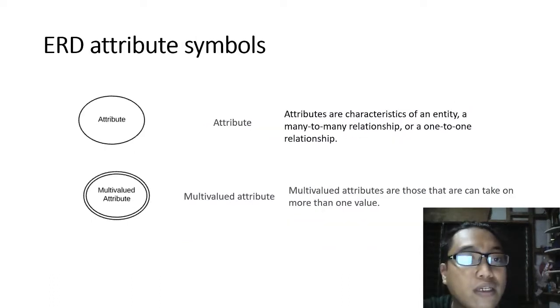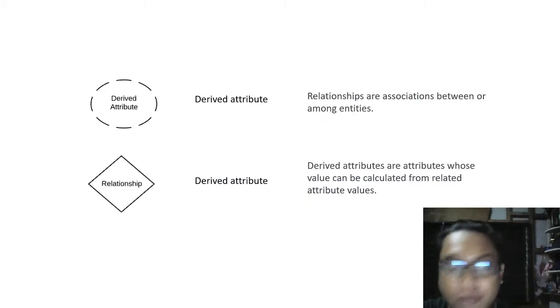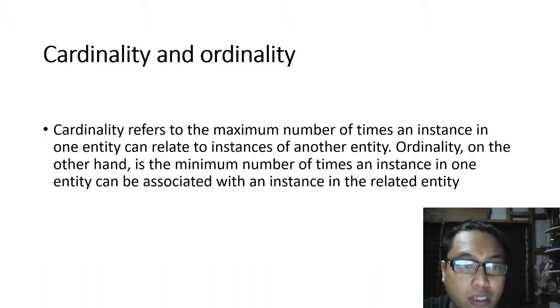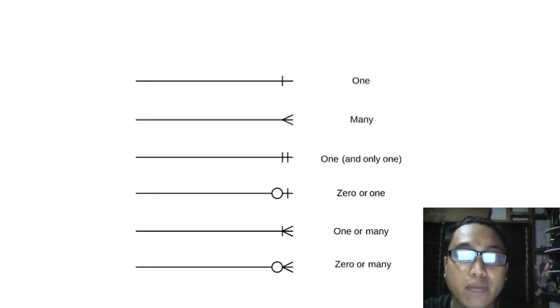And these are the attribute symbols. Attribute symbols are the characteristics of the entity, and there are many-to-many or one-to-one relationships. Cardinality and ordinality: I can give you an example of how to use this cardinality and ordinality in the next example we create. So this is one, many, zero or one, one or many, zero or many.